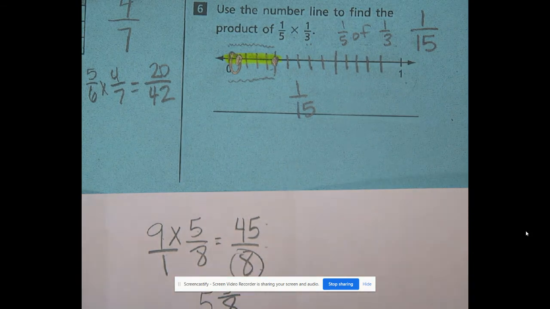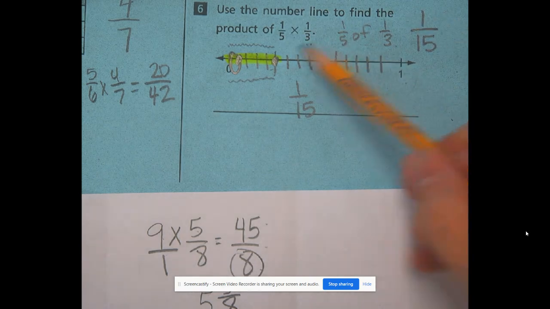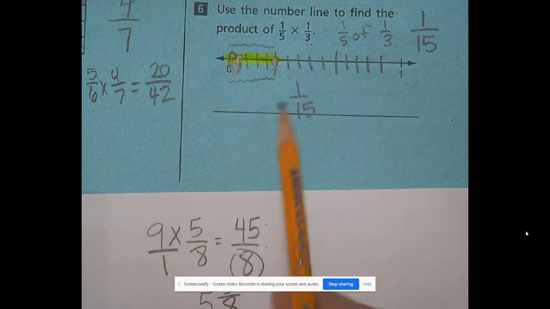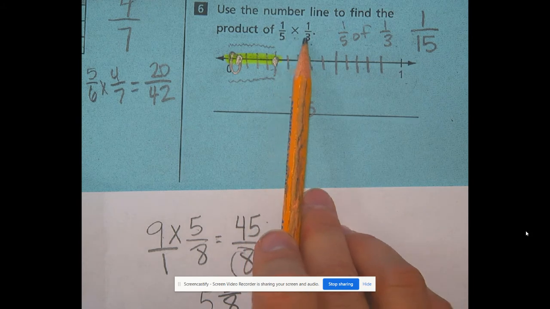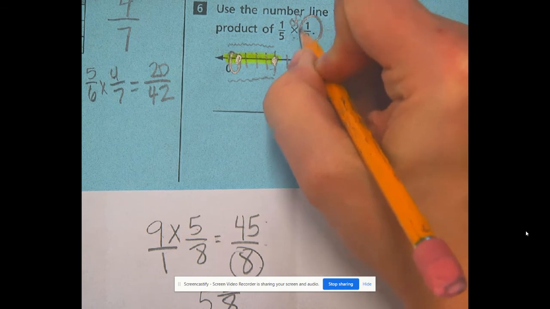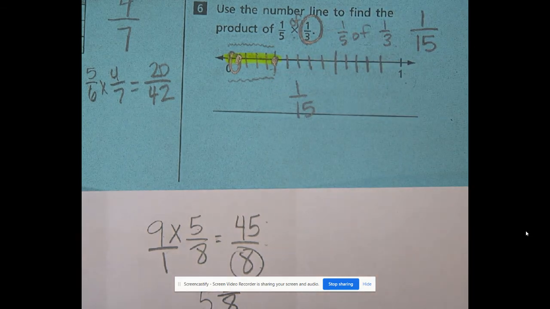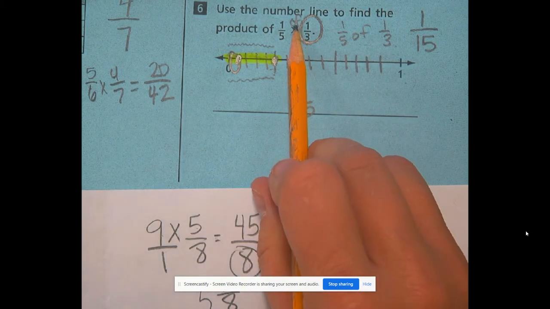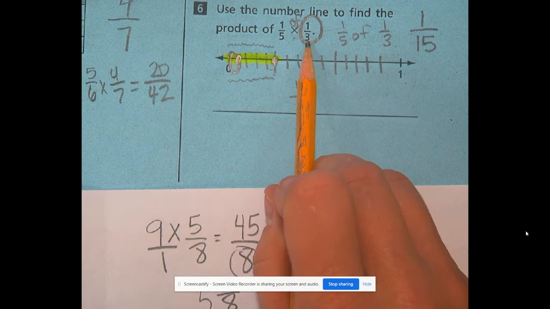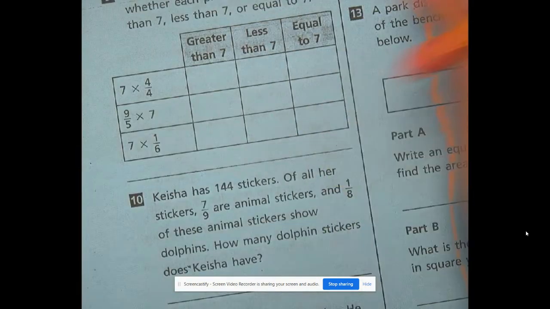Okay? Now, I know that you can look at that and say, oh, that's so easy to do. I just multiply straight across. But you have to show me on the number line. Always remember, if it says 1/5 times 1/3, this means "of," and this is what we begin with. Let me say that again. When you're doing it on a number line, or even on a model, this says "of," and you begin with this. Okay? All right, flip it over.